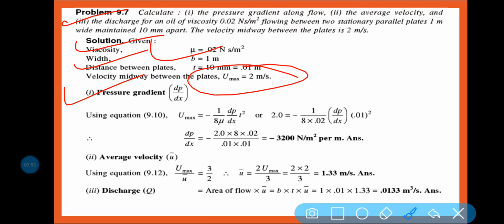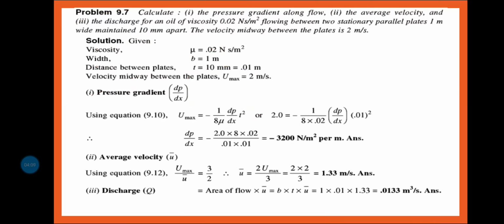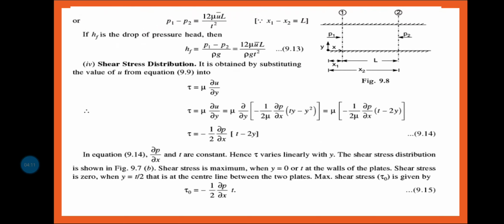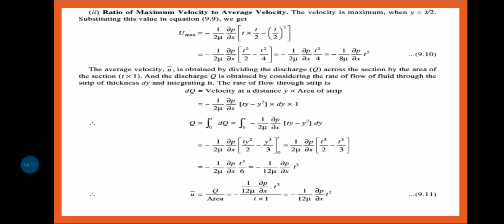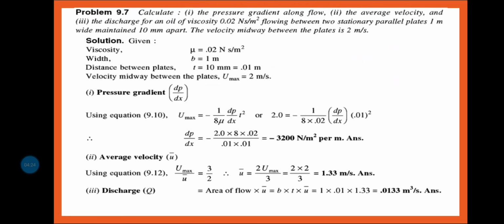Now you know there is a formula, which I discussed last class: U max is equal to minus 1 by 8 mu dP by dx into t square. This formula I already discussed last class, equation 9.10, you can see here. So this is the formula: U max is equal to minus 1 by 8 mu del p by del x into t square. Keep it in your mind, it is needed when you are going to solve the numerical.